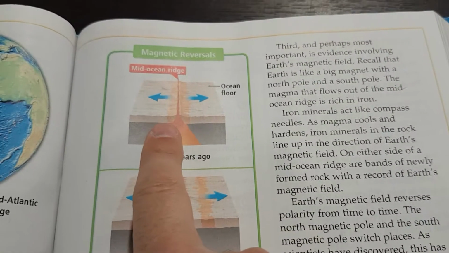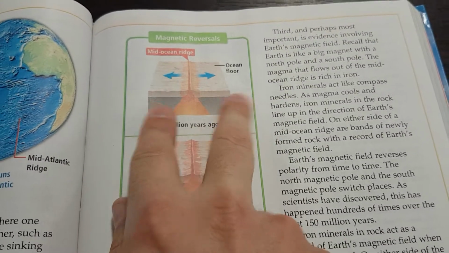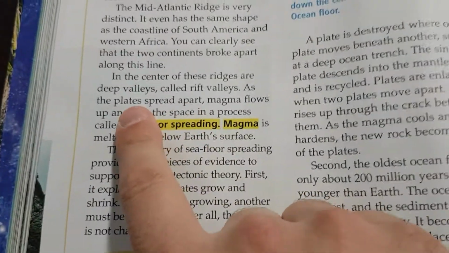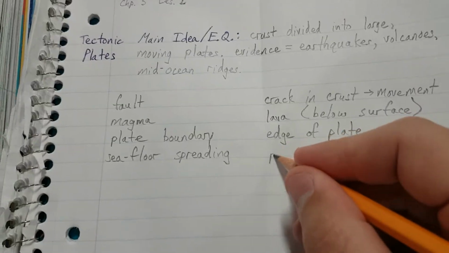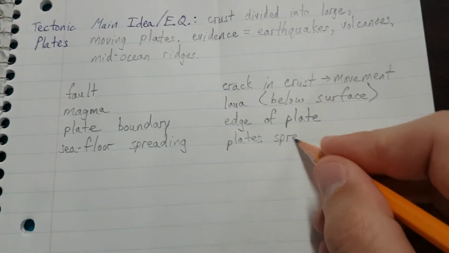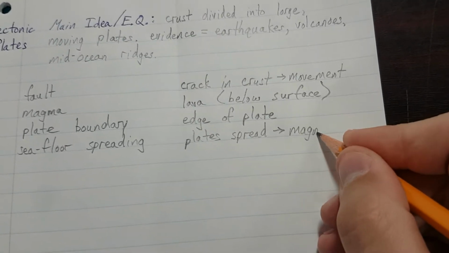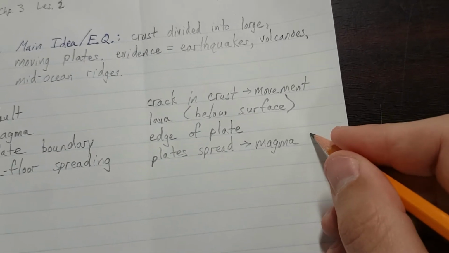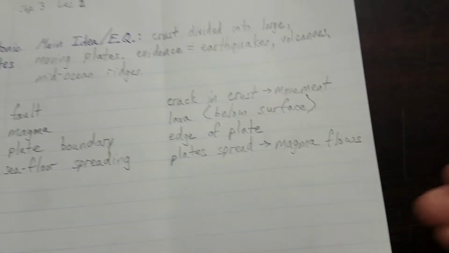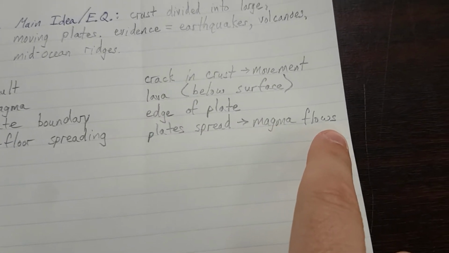So what they're talking about is the seafloors actually spreading apart from each other, and as it cracks and splits open, magma comes up through that crack that's spreading. So plates spread apart, magma flows up. Plates, P-L-A-T-E-S, spread, S-P-R-E-A-D, arrow, magma, M-A-G-M-A, flows, F-L-O-W-S. So seafloor spreading is when the plates spread apart and the magma flows up into that empty space.